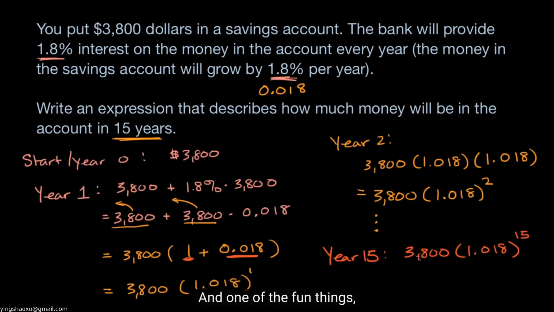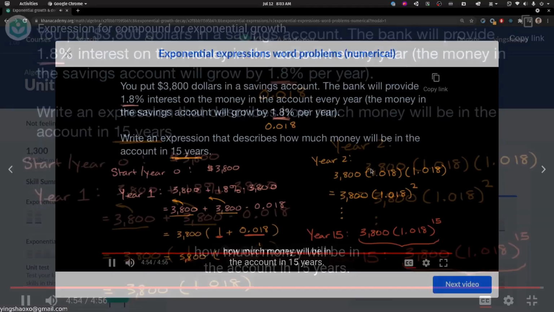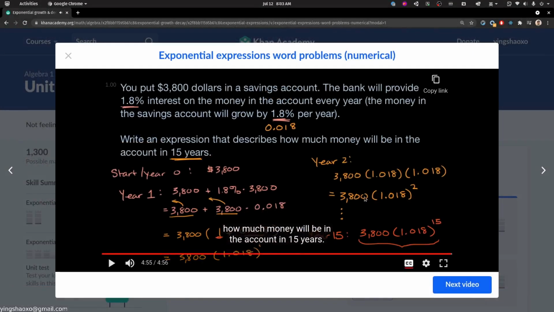And one of the fun things, this is actually called compound growth, where every year you grow on top of the amount that you had before. You'll see if you type this into a calculator that even though 1.8% per year does not seem like a lot, over 15 years, it actually would amount to a reasonable amount. But this is the expression. They're not asking us to calculate it. They just want us to know an expression that describes how much money will be in the account in 15 years.